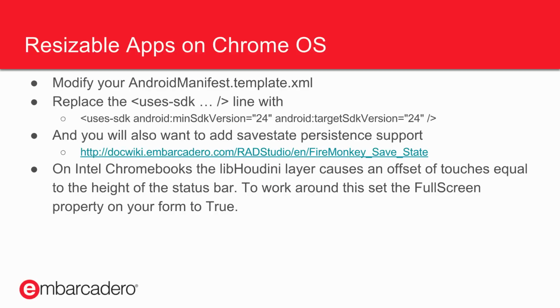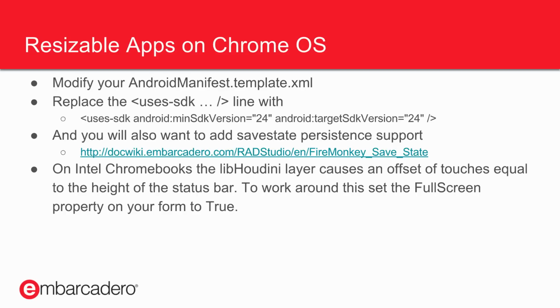As you are developing apps, you're going to want to make sure your apps resize, which is simply a matter of making sure you're using SDK version 24. That's just a matter of running the Android SDK Manager and downloading the latest SDK. And then in your Android manifest, you need to change that line there, you see, to say uses-sdk android:minSdkVersion equals 24. And this will tell the OS that you understand how to be resizable. Now, you're also going to want to add save state persistence to your application, which is really easy to do. There's a DocWiki page on it there.